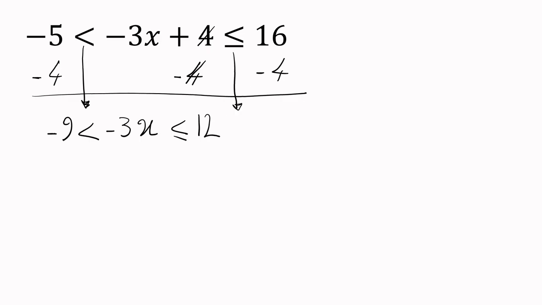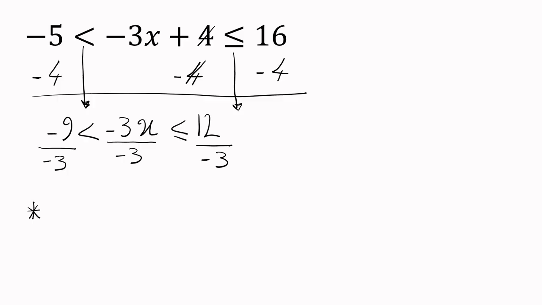Okay, in the next step, I must divide this, because I want to make the coefficient of x alone. I must divide this by -3, and I must do exactly the same with all the sides. It means first side and last side. But pay attention here. There is a really important point.